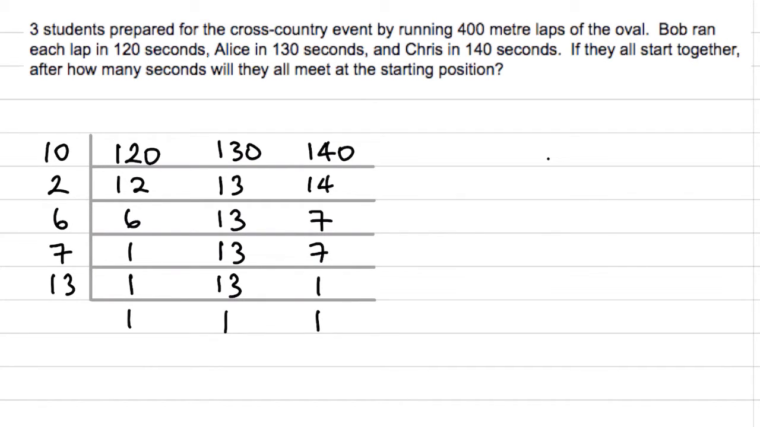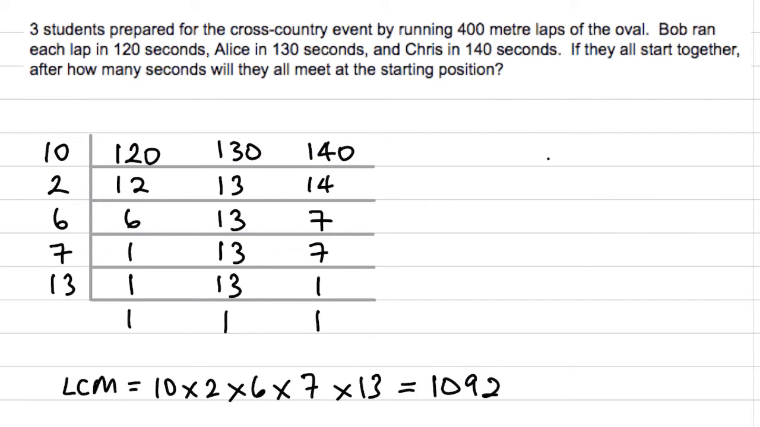Now the last thing to do is to write that lowest common multiple, which is going to be equal to 10 multiplied by 2, multiplied by 6, multiplied by 7, multiplied by 13. And that is 10,920. So Bob, Alice, and Chris will meet back at the start after 10,920 seconds.